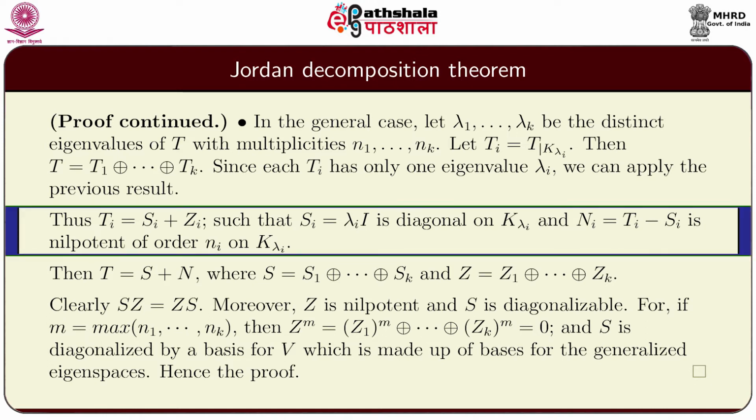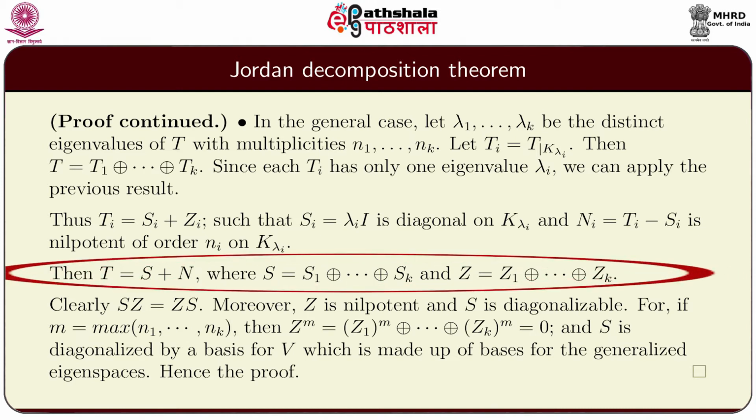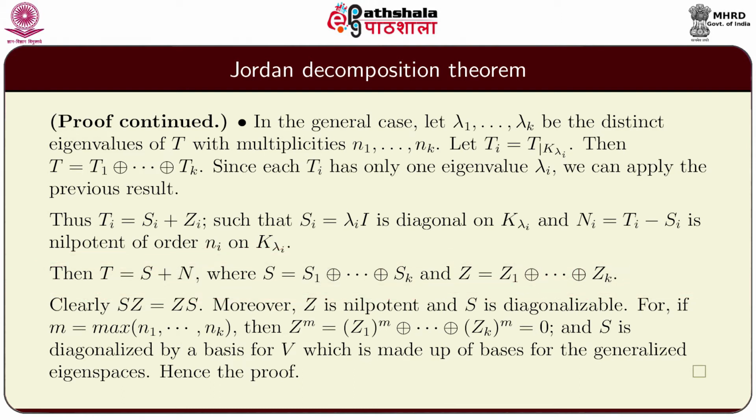Therefore, we can write Ti equal to Si plus Zi such that Si is lambda i I, that is diagonal on K lambda i, and Zi equal to Ti minus Si is nilpotent of order ni on K lambda i. Then we have T equal to S plus Z, where S is S1 direct sum etc. Sk and Z is Z1 direct sum etc. up to Zk. Clearly, SZ is equal to ZS. Moreover, Z is nilpotent and S is diagonalizable.